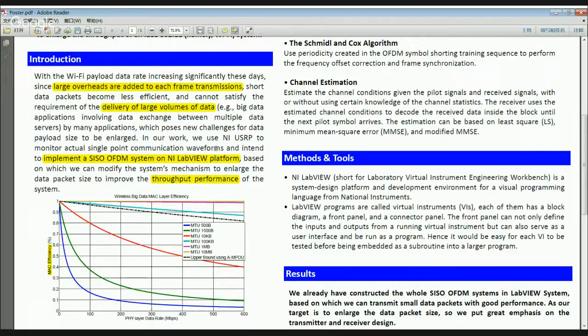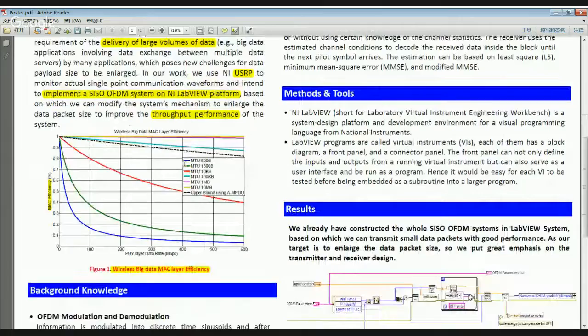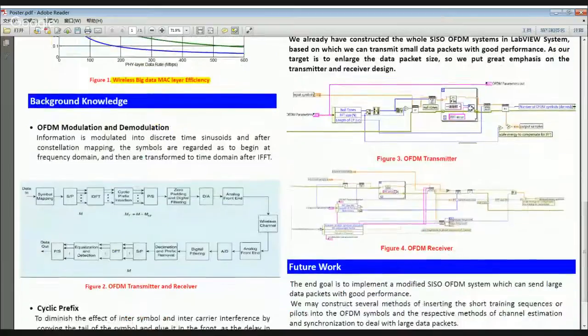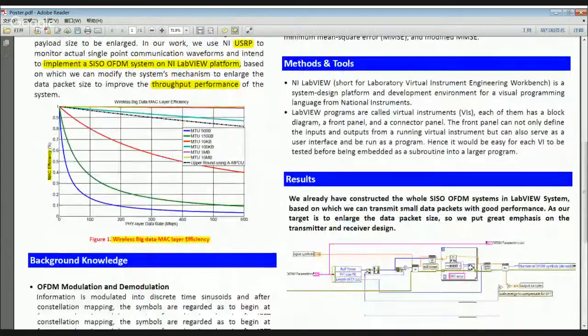In this system, we use NI USRP, a transceiver which can monitor actual single-point communication waveforms. It can send waveforms over a large frequency range. And if we change a parameter in LabVIEW, it can automatically download the change into the USRP. In this case, we can combine these things as a whole system for us to use.